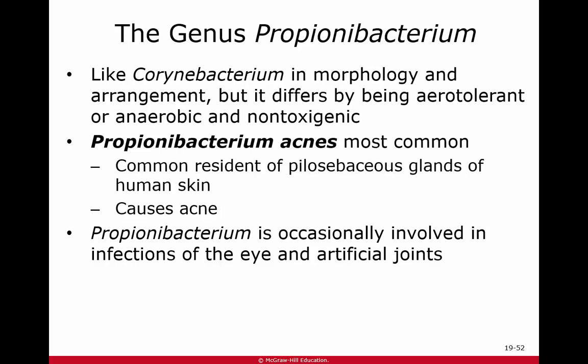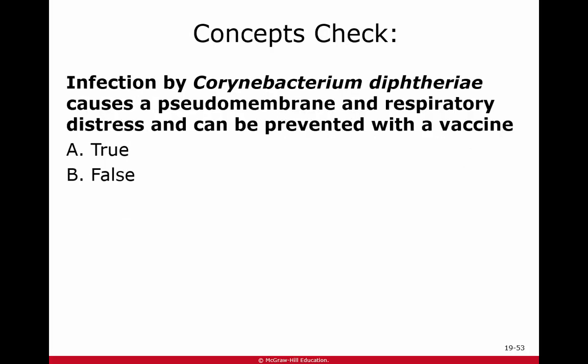All right, next one, genus Propionibacterium. Like Corynebacterium in morphology and arrangement, it differs by being aerotolerant or anaerobic. The one we typically think of here is Propionibacterium acnes. Acne is common in the pilosebaceous glands of the human skin. This is the causative microbe for most acne. We all probably experienced that growing up. It is occasionally involved with infections of the eye and artificial joints.